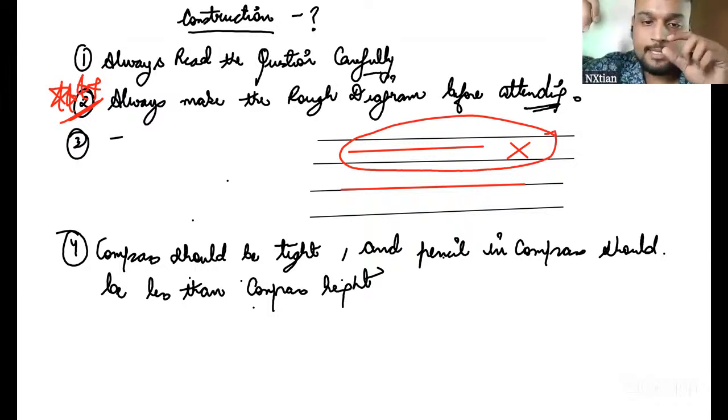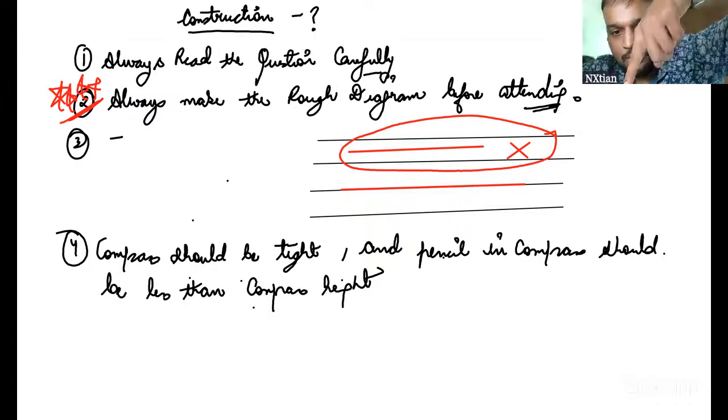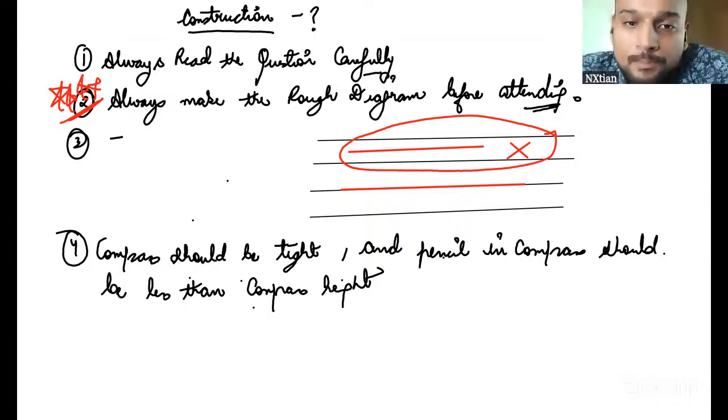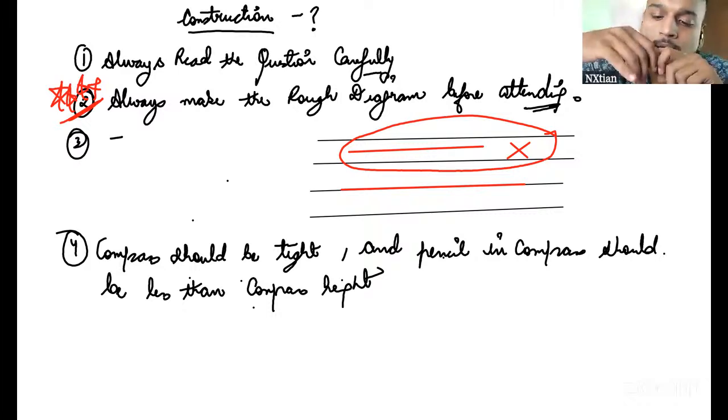How to put a pencil in the compass? For example, if you put your compass on the floor like this, and when you're putting the pencil, the pencil tip and the compass tip should merge. They should touch the floor equally. It doesn't mean the pencil is half up and the tip of the compass is there. No, both should be equal, touching the ground.